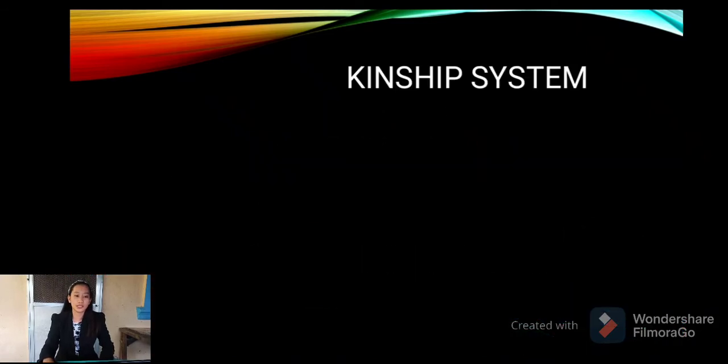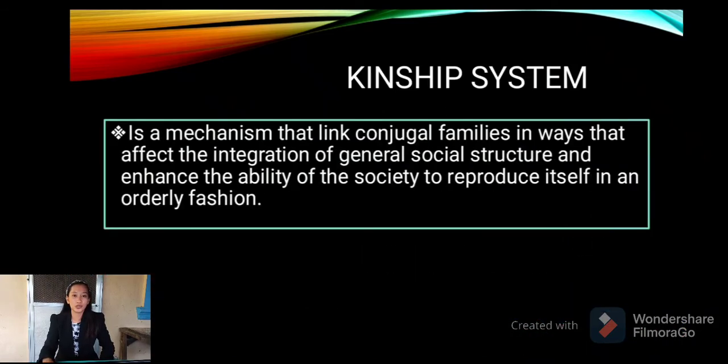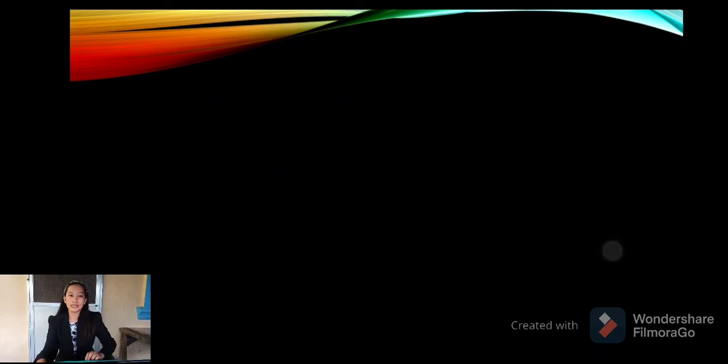So first, a kinship system is a mechanism that links conjugal families in ways that affect the integration of general social structure and enhance the ability of the society to reproduce itself in an orderly fashion. So what are orderly families? It is a predominant nuclear family, kin together primarily by the marriage tie, which consists of father, mother, and their children, and some close relatives. So what is kinship?